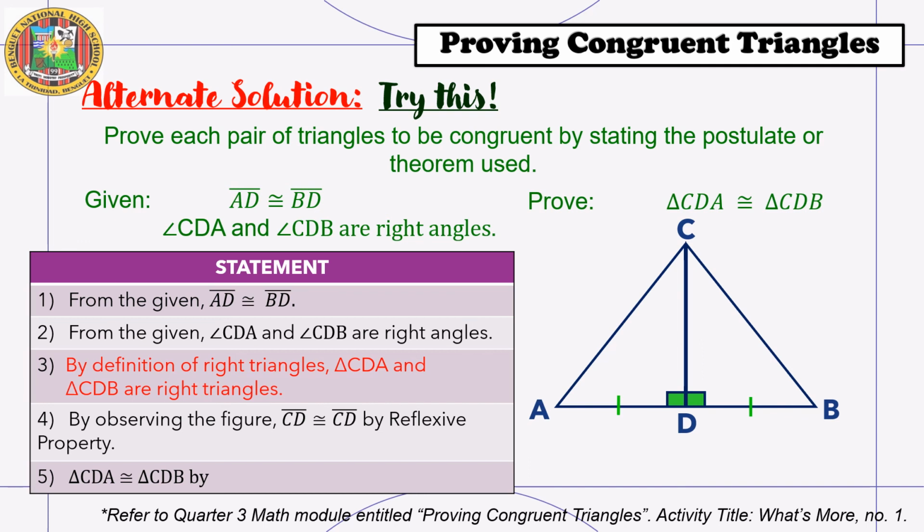After proving side CD is congruent to itself by reflexive property, we then check which parts of the right triangle are proven congruent. We see that we have two legs that are proven congruent. Thus, we can prove that triangles CDA and CDB are congruent by the LL theorem.